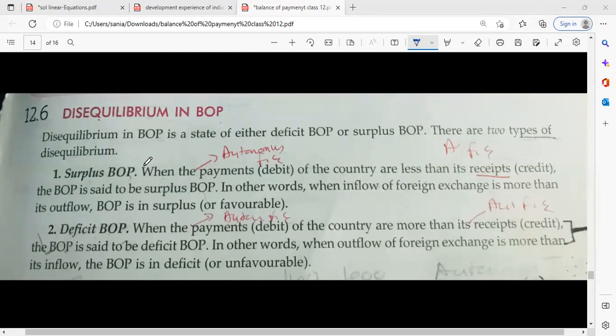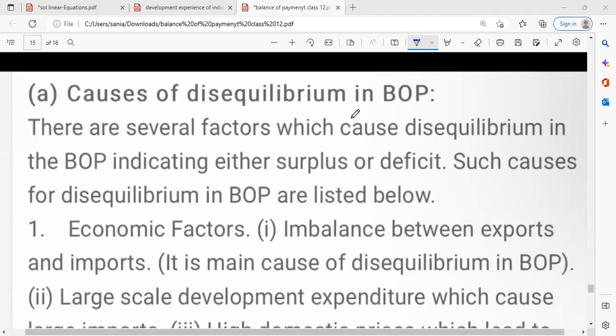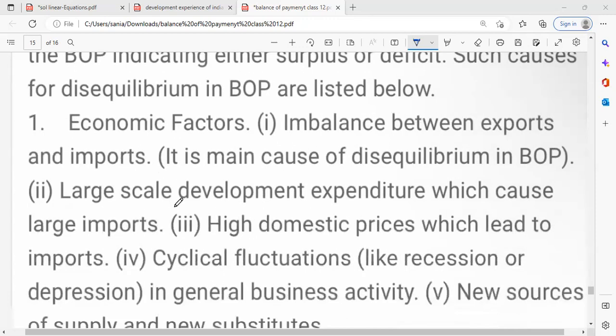Okay. So now let's start with the next topic, which is basically the causes of disequilibrium in BOP. There are several factors which cause disequilibrium in the BOP. First is economic factor, like imbalance between export and import. It is the main cause of disequilibrium. For example, you are exporting a lot, but you are not importing, then again it's a problem. If you are importing a lot but not exporting, again a problem. So that's an economic factor.